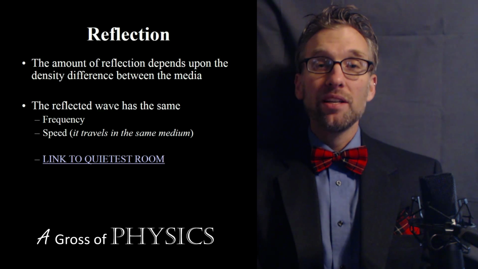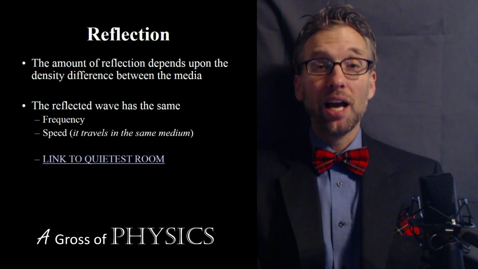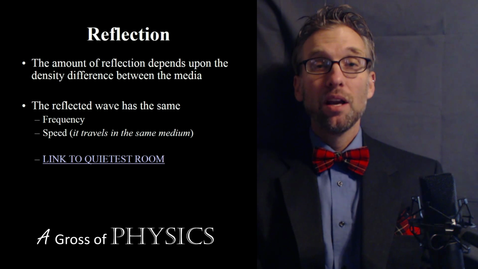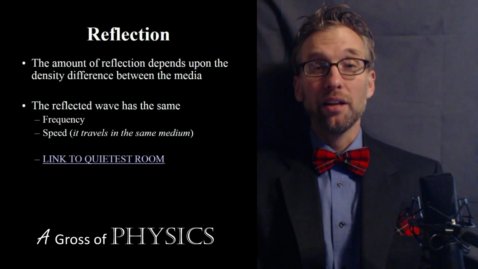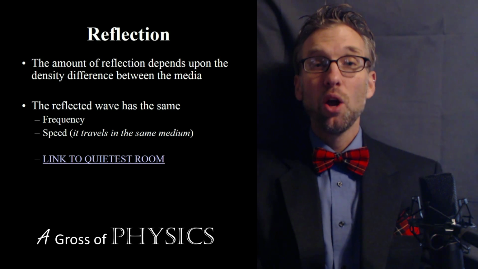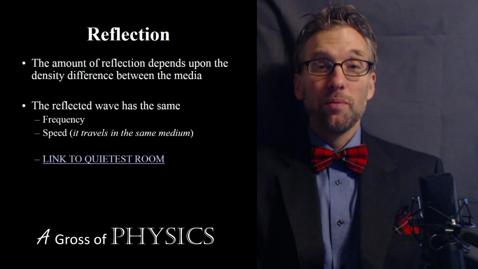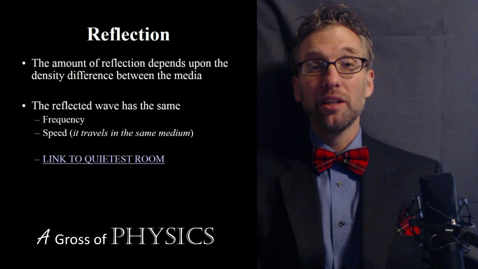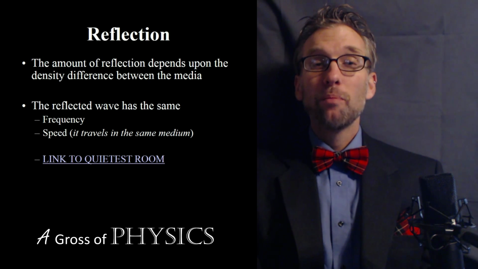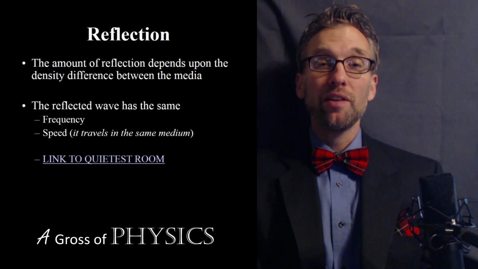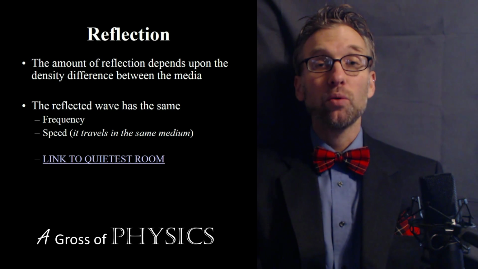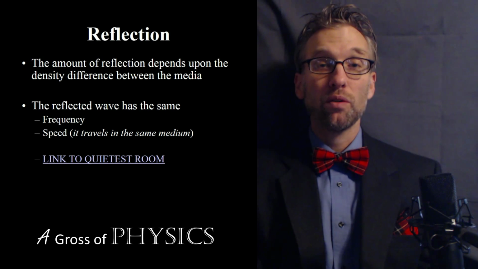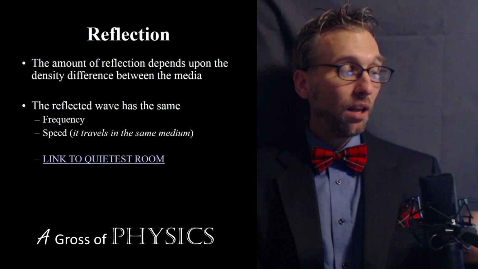Now, all three of these events occur every time a wave hits a new material. Some situations will be mostly reflection and a little bit of refraction and absorption, or it could be a lot of absorption and very little refraction or reflection. But no matter what, every time a wave hits a boundary between two materials, it will do those three things: reflection, refraction, and absorption.